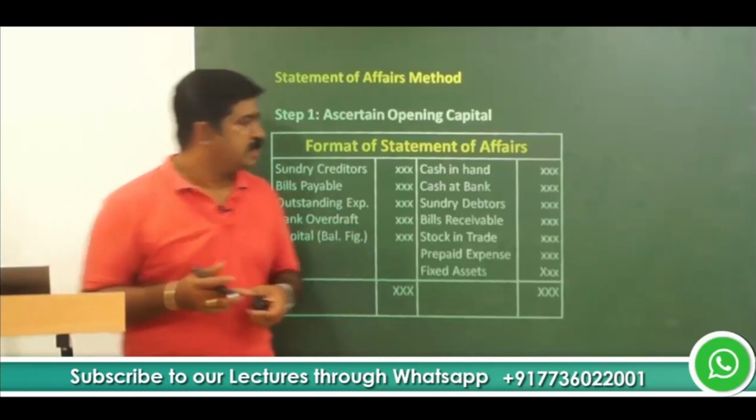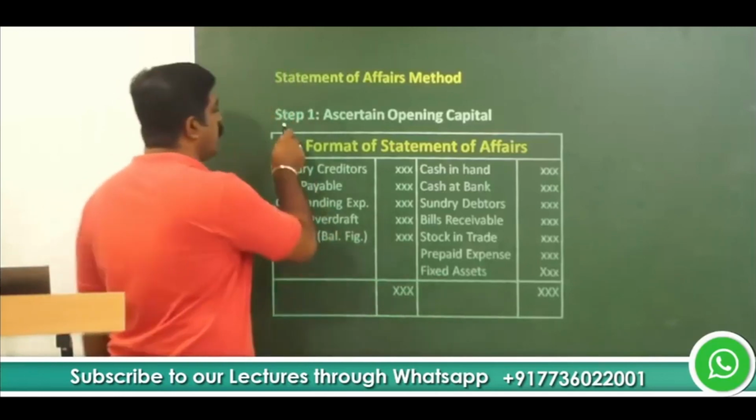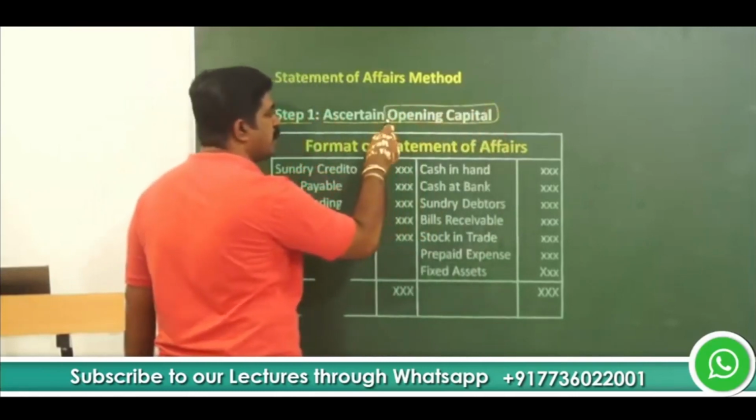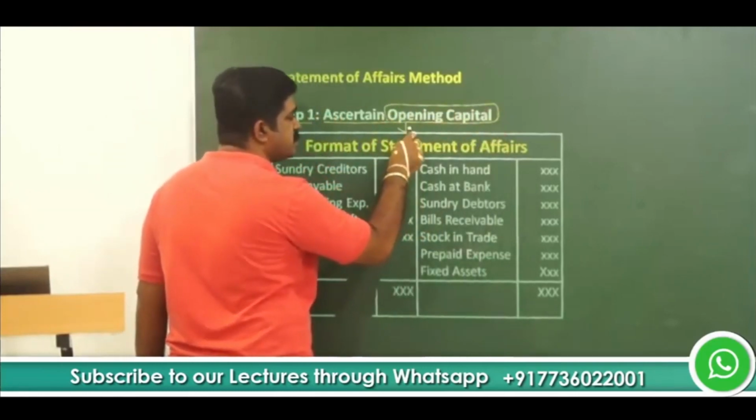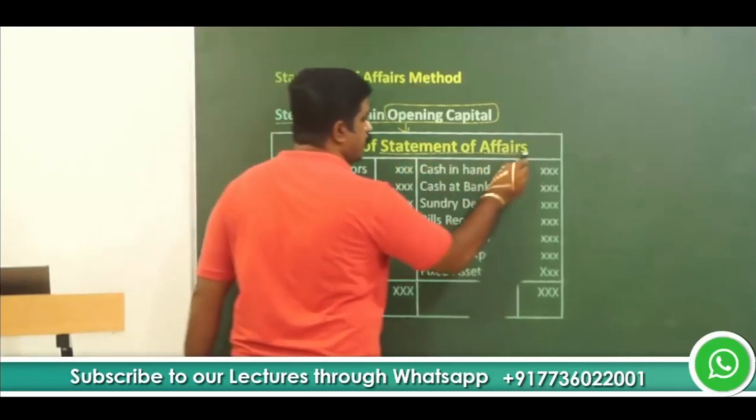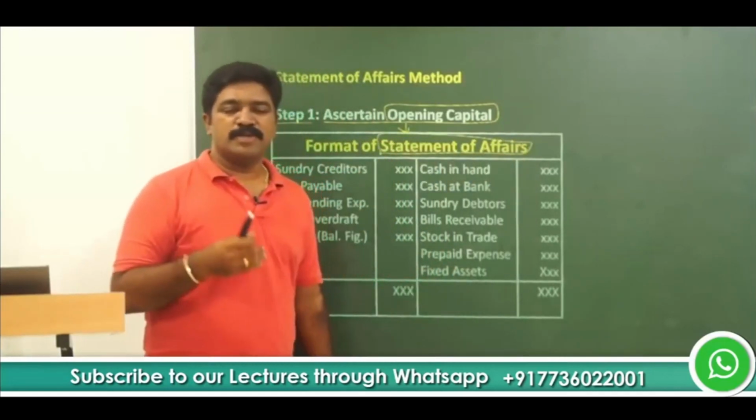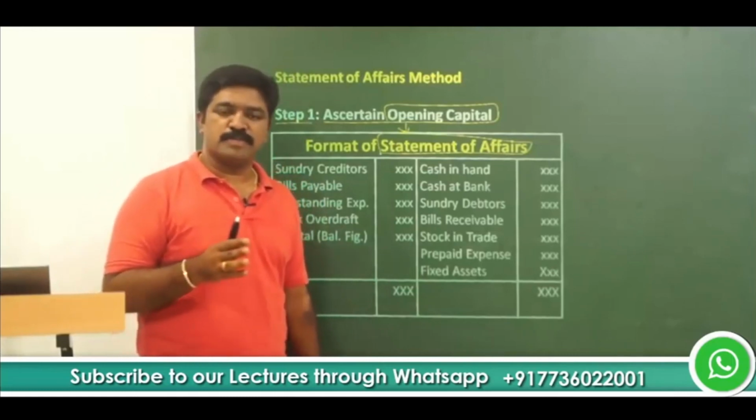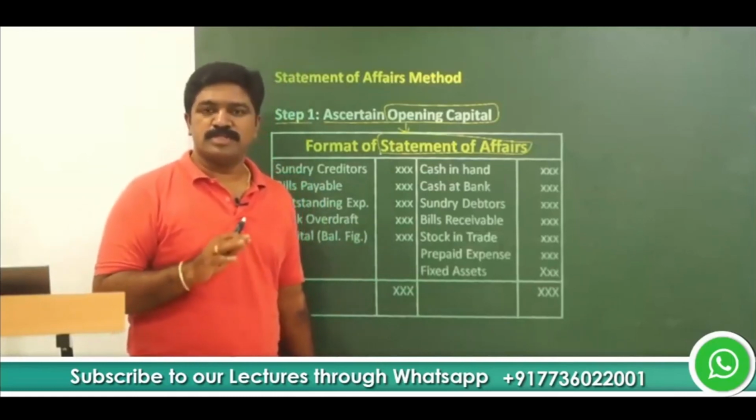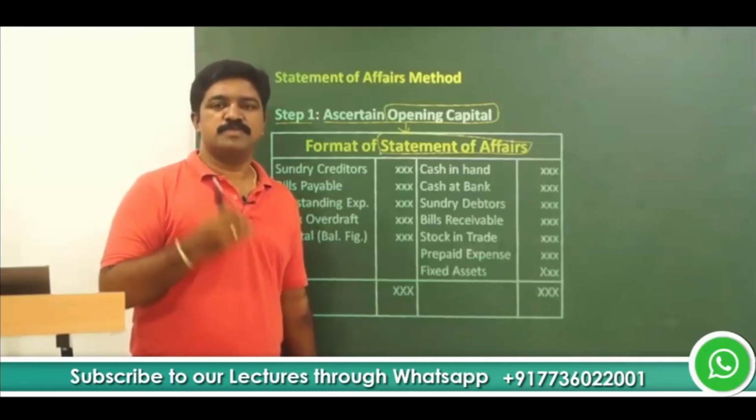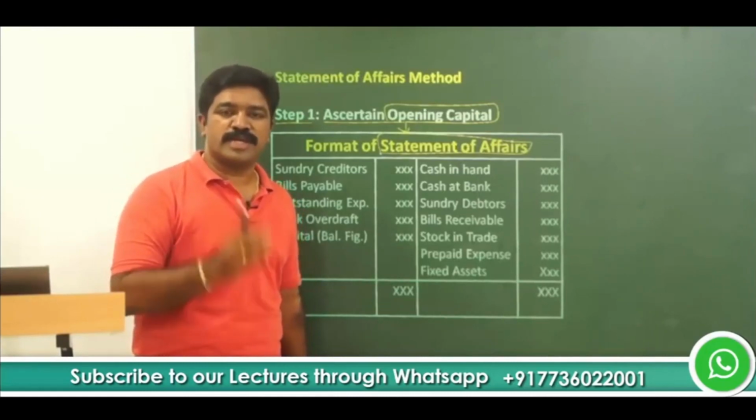Let's see. Step 1, you have to ascertain opening capital. And how are you going to ascertain opening capital? By preparing this statement, that is statement of affairs. Already we have seen the difference between the balance sheet and statement of affairs. Balance sheet is prepared to know the true financial position, whereas statement of affairs is a statement which is prepared to find out what your capital is.